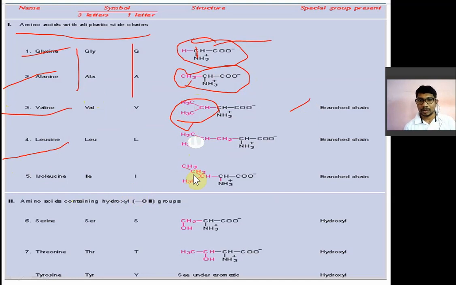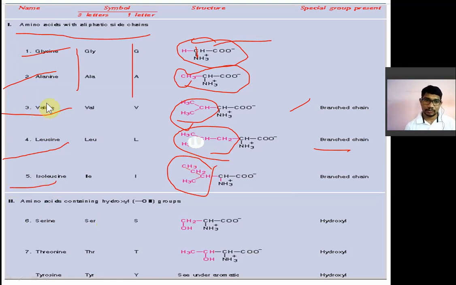So remember, these last three, valine, leucine, isoleucine, are known as branched chain amino acids. Because of a defect in the metabolism of these branched chain amino acids, there is a disease known as maple syrup urine disease. We'll see it later. So this was the amino acids with the aliphatic side chain.